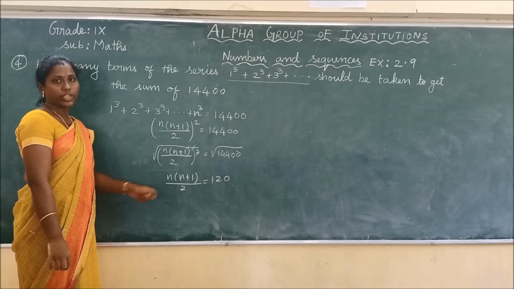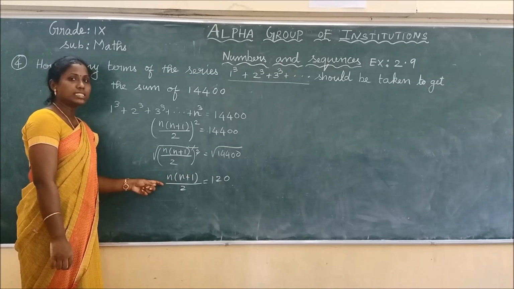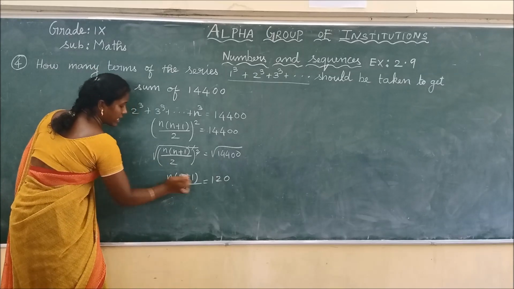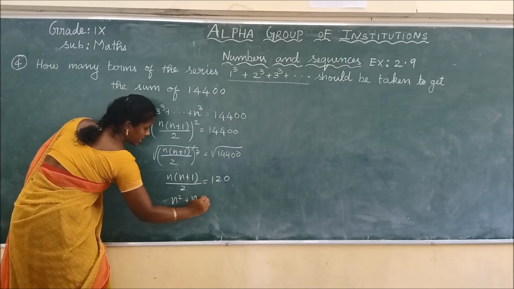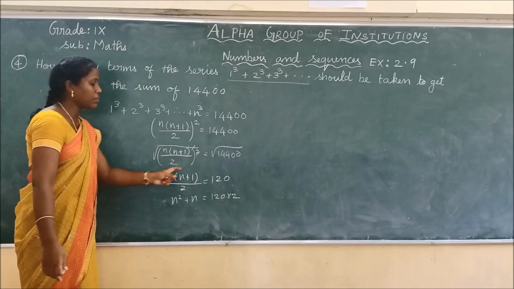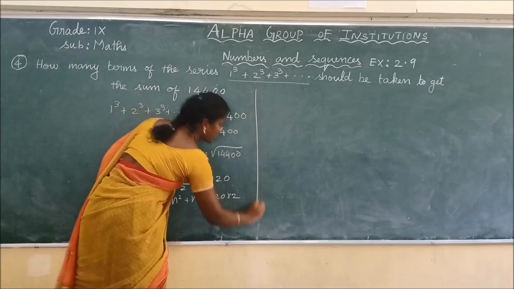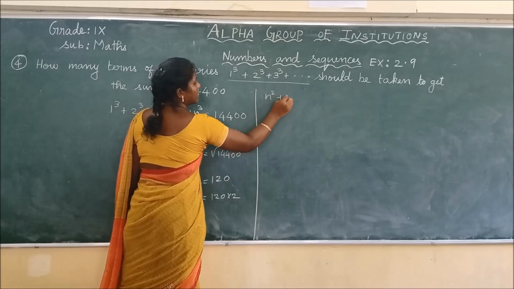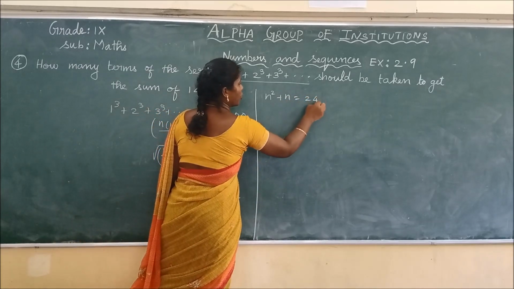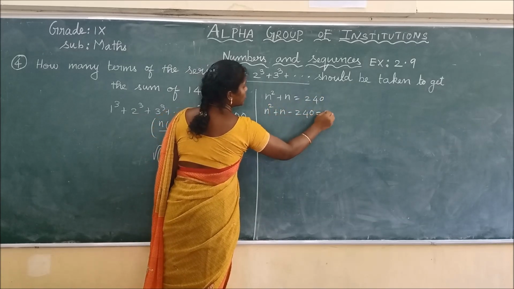Now I want to find the value of n. So I am going to group the numbers and n separately, taking the 2 to the right side of the equation. So if I multiply n inside, n into n is n square, plus n is equal to 120 into 2. I am taking 2 to the other side of the equation and multiplying the n inside the bracket. So we got n square plus n. Now what is the equation we are having? n square plus n is equal to 120 into 2, that is 240. I can rewrite this as n square plus n minus 240 is equal to 0.